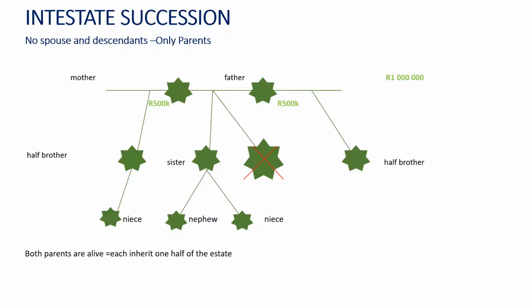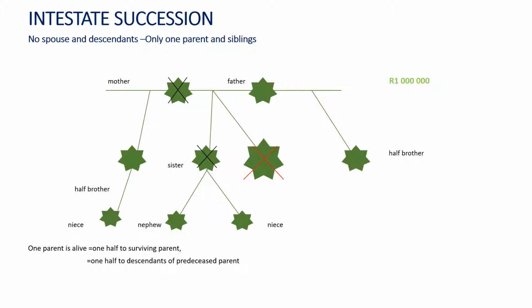If there is no spouse, no descendants, only parents, and both parents are alive, each will inherit 1/2 of the estate. If there is a case of no surviving spouse, no surviving descendants, and only one parent and siblings, the one parent that is alive will inherit 1/2 of the estate, and 1/2 of the estate will go to the descendants of the predeceased parent.